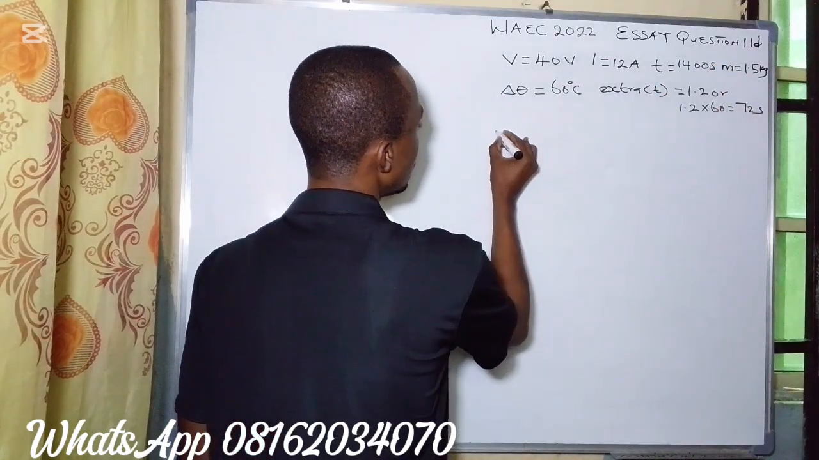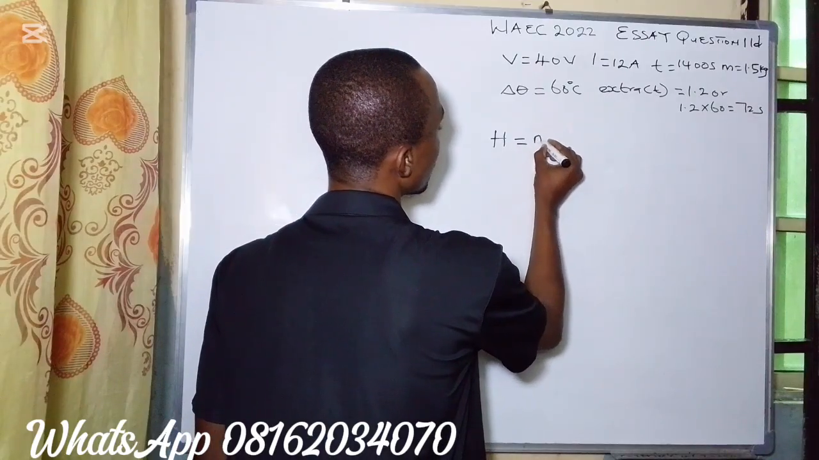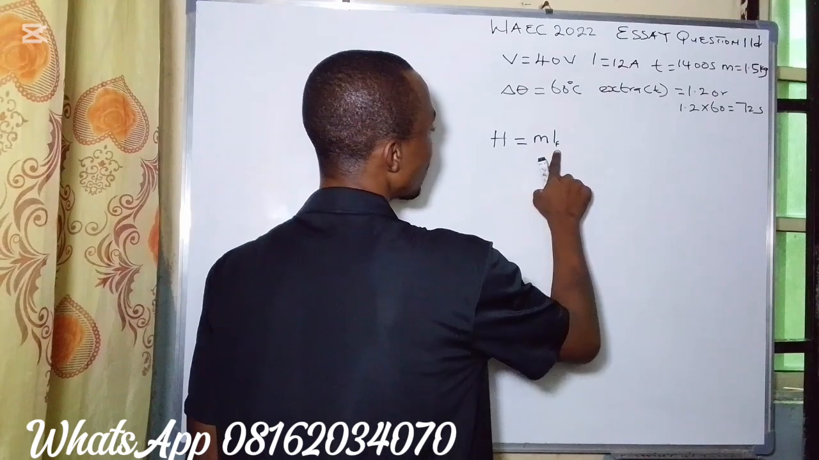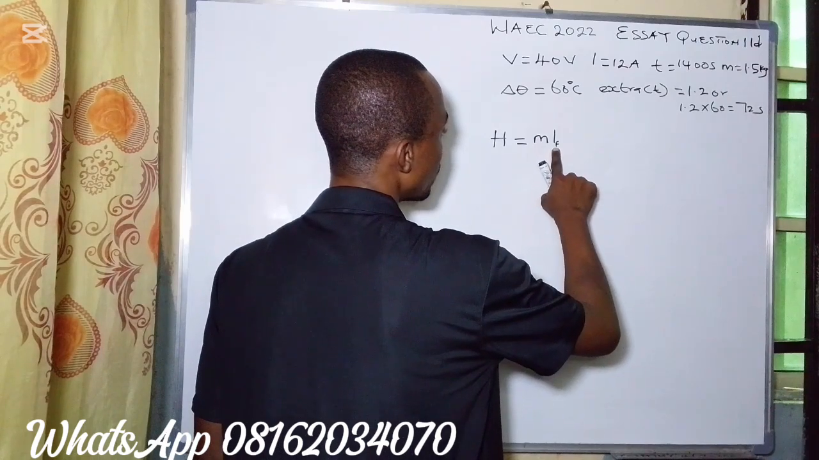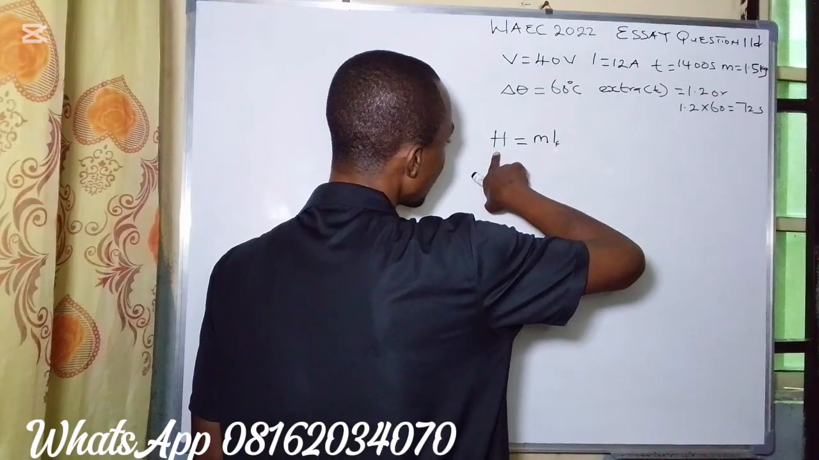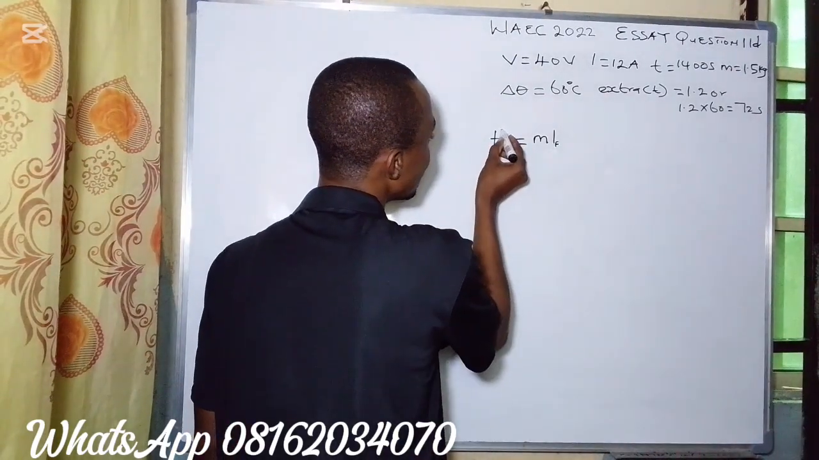So the latent heat will give you mass times specific latent heat of fusion. I'll put L sub F. This one is the latent heat of fusion, I mean to say. Sorry for that. So what I'm asked to find is this.